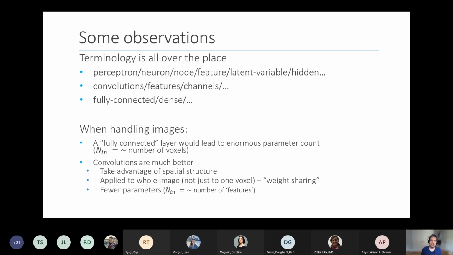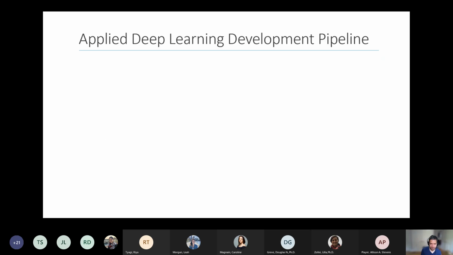Okay, any questions on this quick whirlwind on the building blocks of neural nets? I'm going to take a second. No questions. Nobody wants to unmute. All right.